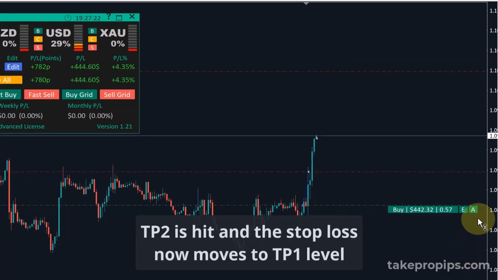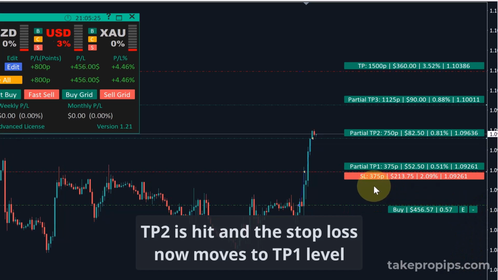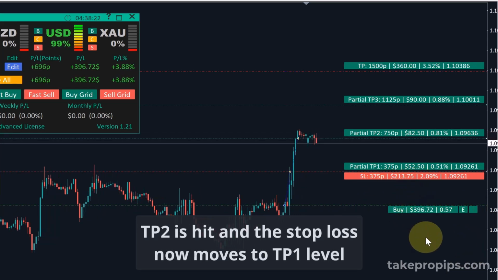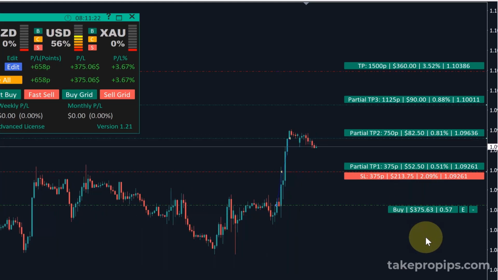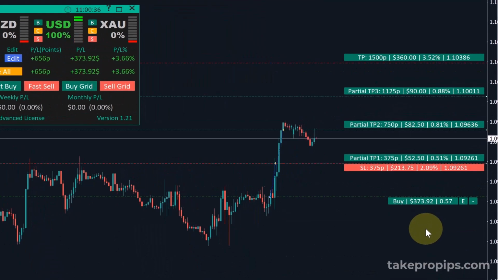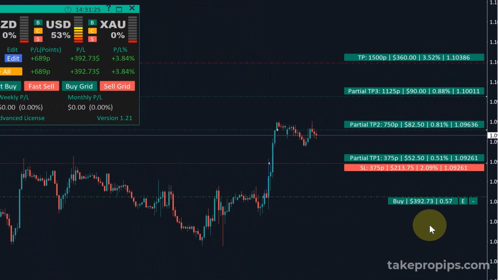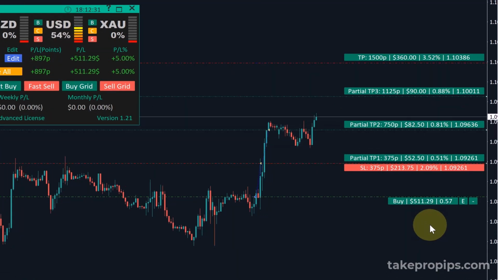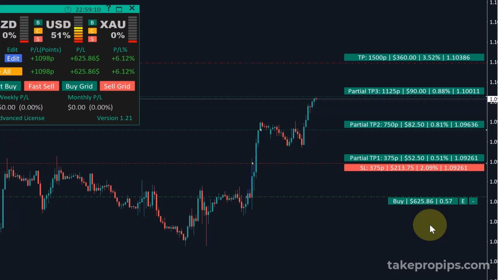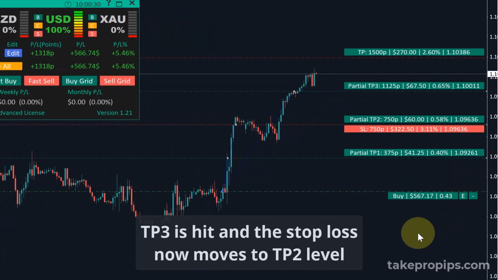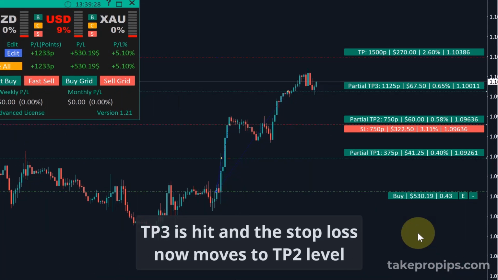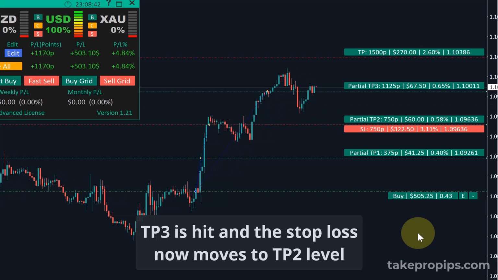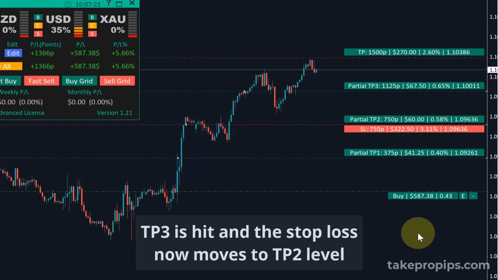Next, our TP2 is hit, and that would move our stop loss to the previous TP1 target. This means that even if we hit our stop loss, we are still in profit. Next, our TP3 is hit, and that would move our stop loss to the previous TP2 target. Once we hit our final take profit, our trade will be fully closed for profit.